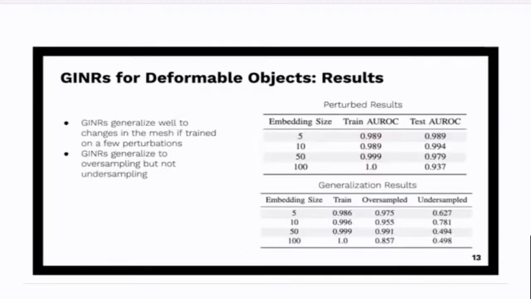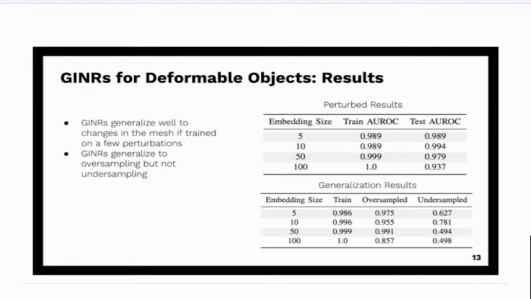Additionally, we evaluated how our model was able to classify key points when the meshes were modified. We perturbed the meshes by randomly adding 10% new vertices to the mesh. We trained our GINR using 15 sample meshes and evaluated it on 5. We saw that the GINRs did not require many examples to generalize well to perturbed meshes, but having a smaller embedding size acted like a regularizer for our model.